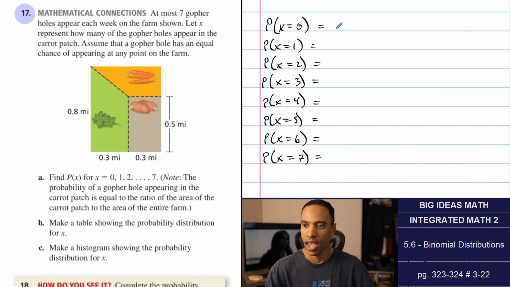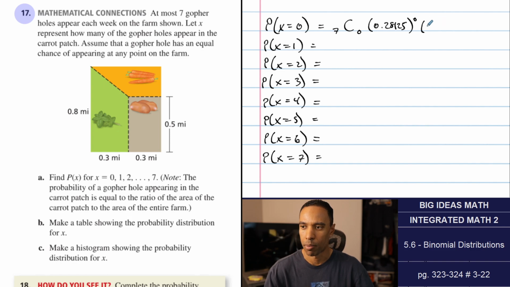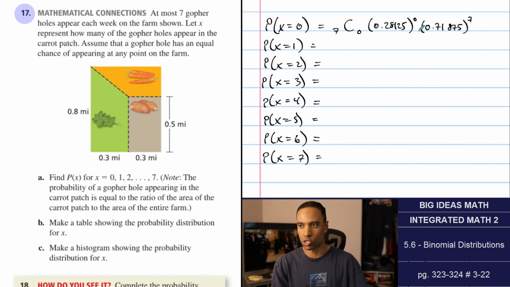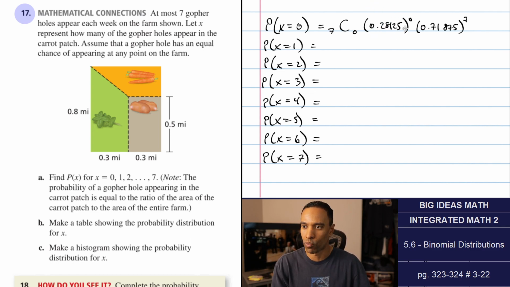So we're going to do N choose K times probability, what was it? 0.28125. Probability of success raised to the K power, and probability of failure, no gopher holes in the carrot patch, raised to the N minus K power. That's going to be 7 minus 0, so 7. Now, that's going to happen for this one, and it's going to happen for all the ones succeeding it.